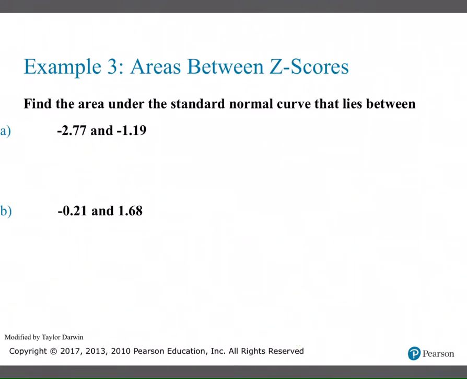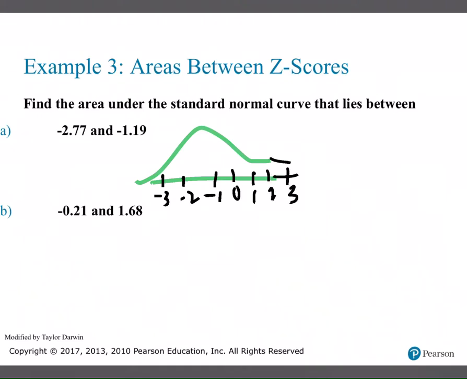For A, I'm going to draw a quick visual. This is not very symmetric at all. I apologize, but as long as you get an idea. So negative 2.77 is about right there. Negative 1.19 is about right there. So the idea is I want to find this area between those two z-scores.